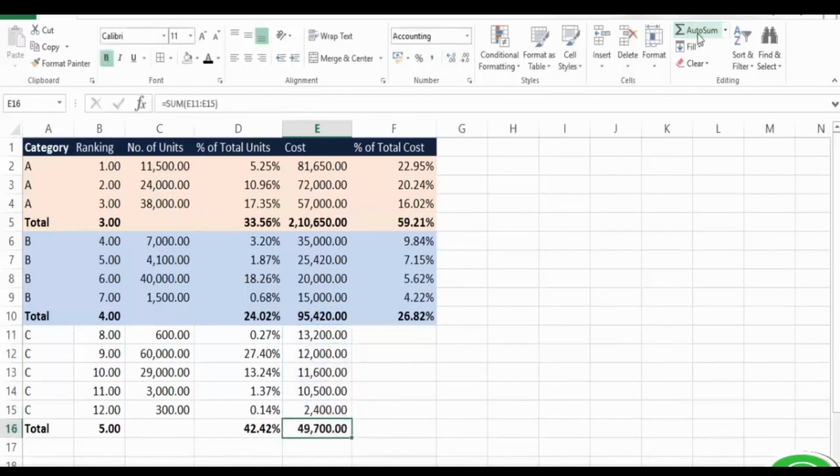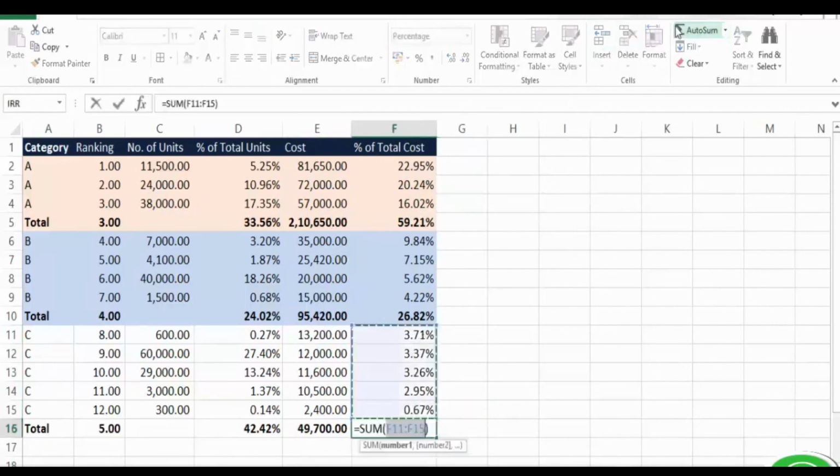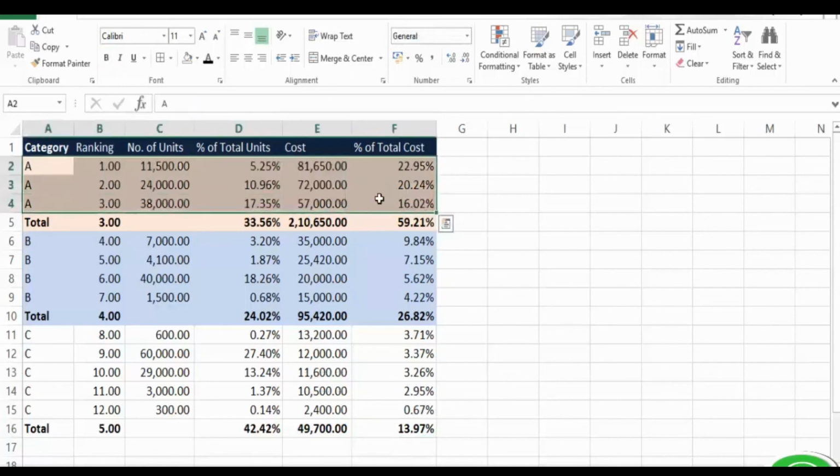Total is 49,700. Okay, and let's also pick up the percentage of total cost. So this is the percentage of total cost. Let's total this also, and the total works out to 13.97 percentage. Okay, so now if you notice, there are 3 categories of items.